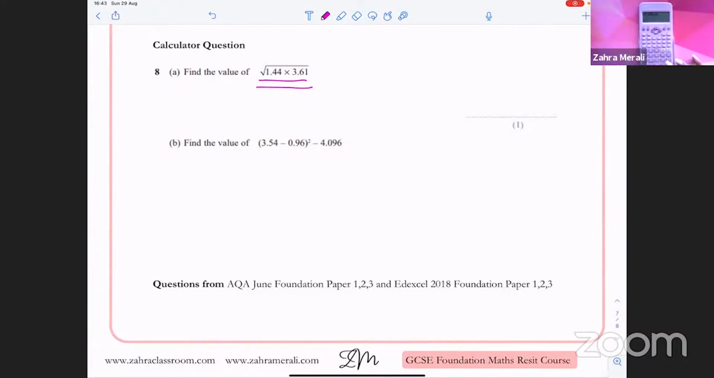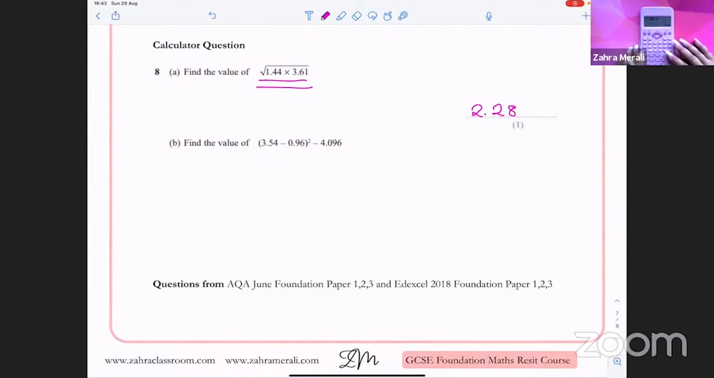So then I'm going to hit the equals button and it gives me 57 over 25. Now that would be fine, but because the question's in decimals, we want to give the answer in decimals. So we're going to press the S to D button and it gives me 2.28. And that's my answer.